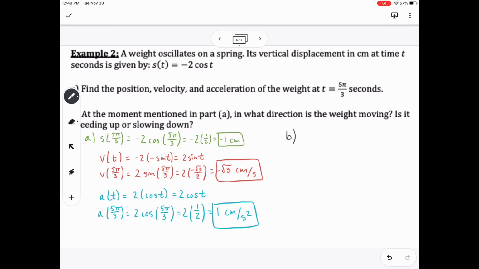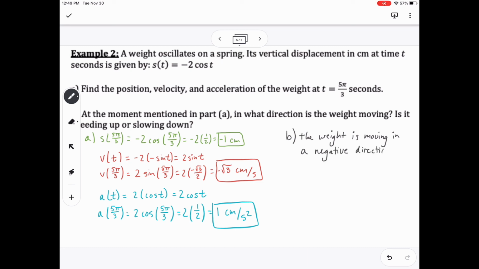So to determine which direction it's moving, we look at the velocity at that moment. And so it has a negative velocity, so that means the weight is moving downward, since we're talking about vertical displacement, so up or down. Up would be positive, down would be negative.